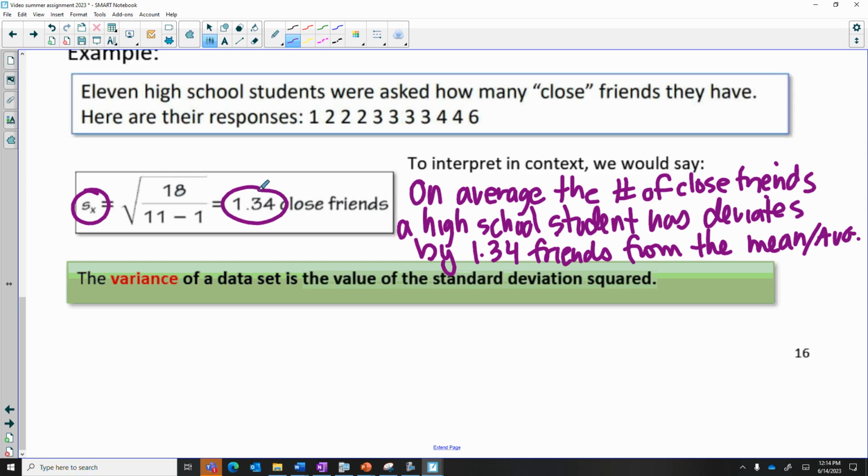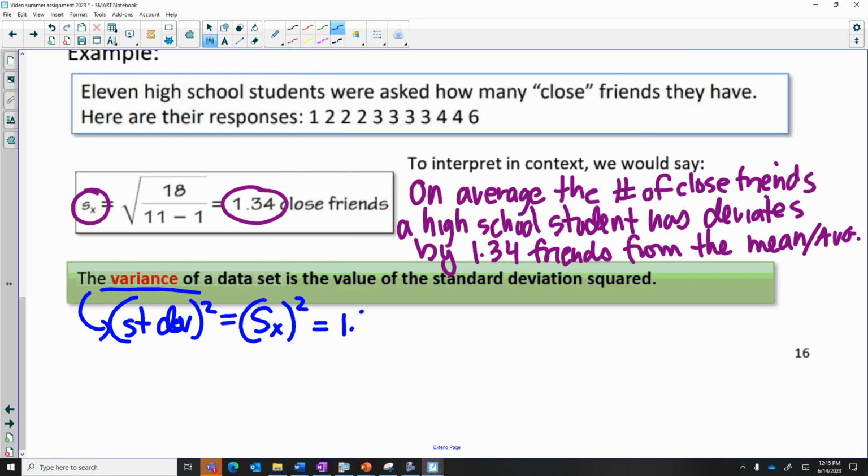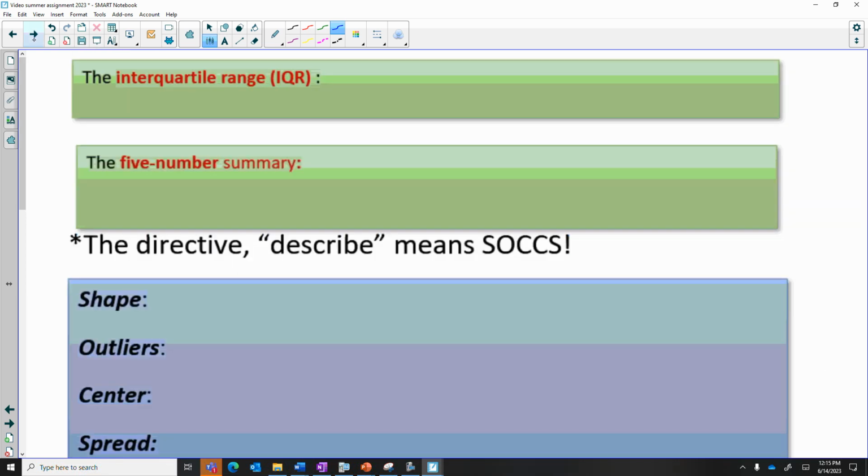Now, sometimes we talk about variance in this class, and variance is just the standard deviation squared. So if you ever see the word variance, it's also a measure of spread, and it's just taking the standard deviation and squaring it. So let's say 1.34 was the standard deviation. If I squared it, the variance would have been 1.7956. And that's just going to take away the negatives. Well, standard deviation is not negative, so variance is just something we're going to use later in the year.